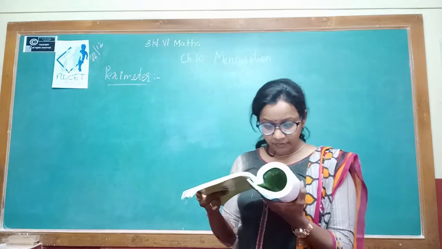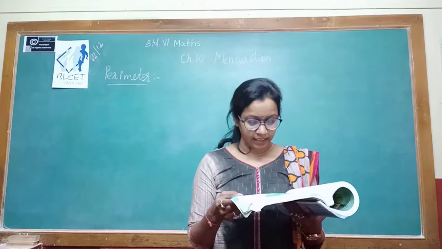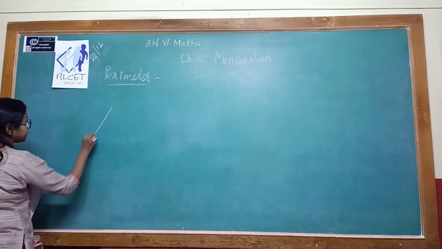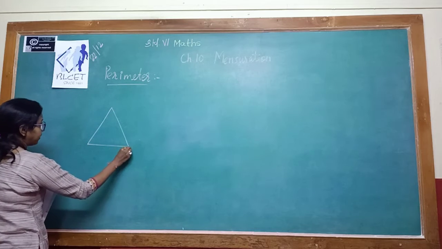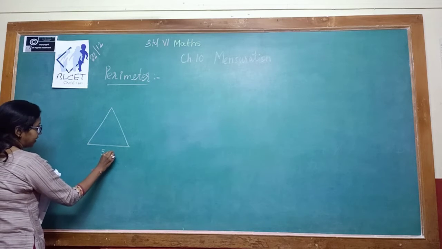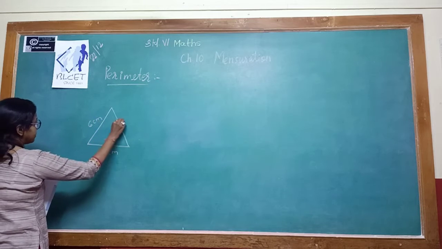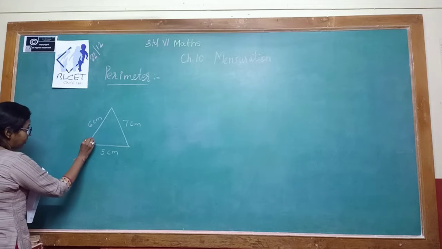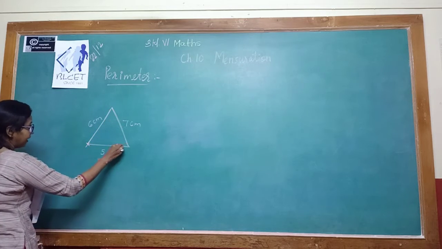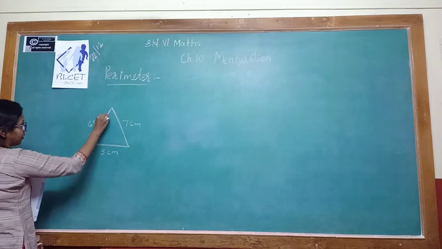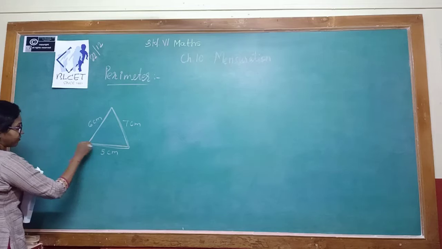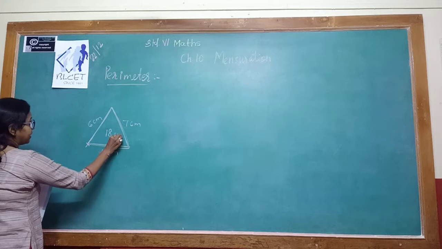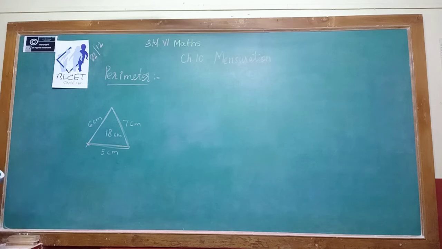You are given a triangle, a plus sign and a parallelogram. This is my triangle and I want to find its perimeter. Suppose the sides are 5 centimeter, 6 centimeter and 7 centimeter. I start from here and go along the boundary: 6 centimeter plus 7 centimeter plus 5 centimeter. The answer is 18, so 18 centimeter is the total length of the boundary of the given triangle.